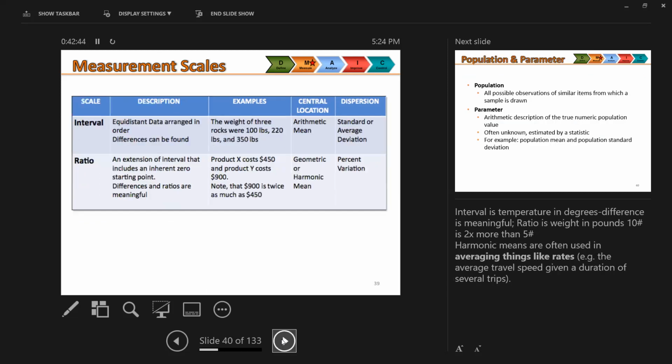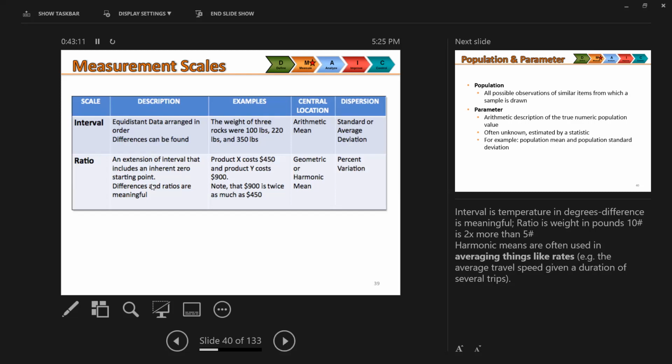The third is the interval measurement scale, and I'm giving it to you because I'm required by law as part of the certification. Interval is temperature in degrees, for example. The difference is meaningful, right? And the ratio means something. In other words, 60 degrees means something when compared to 35 degrees. I think that's probably the best example of an interval scale.